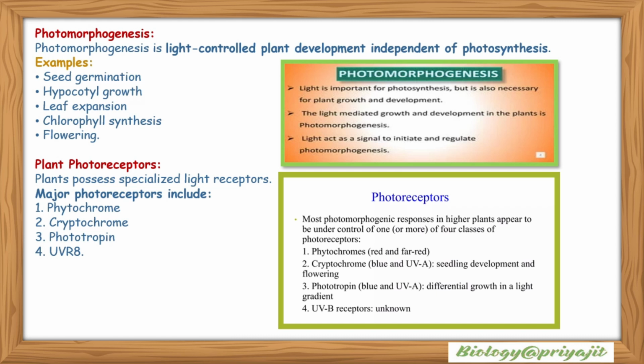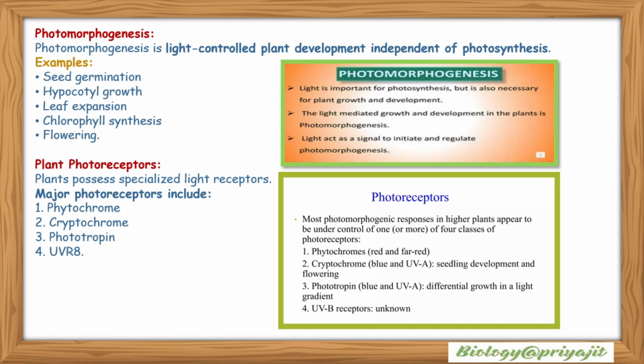Photomorphogenesis. Apart from photosynthesis, light also regulates plant growth and development. This process is called photomorphogenesis. Examples include seed germination, leaf development, and flowering. Photomorphogenesis is basically light control of plant development independent of photosynthesis.